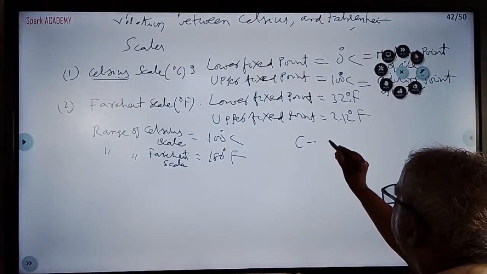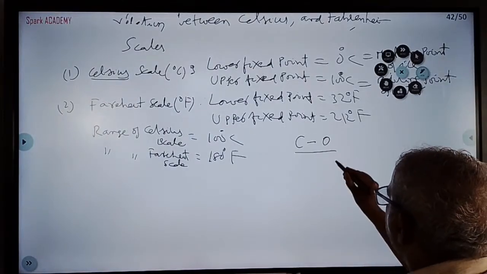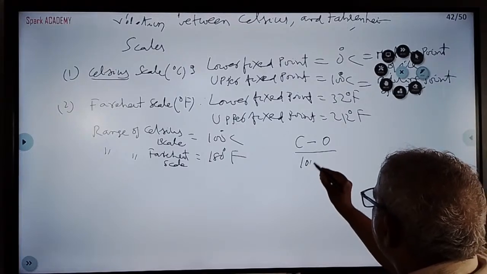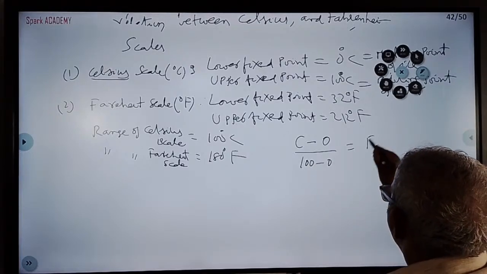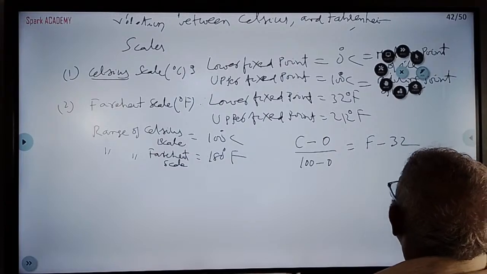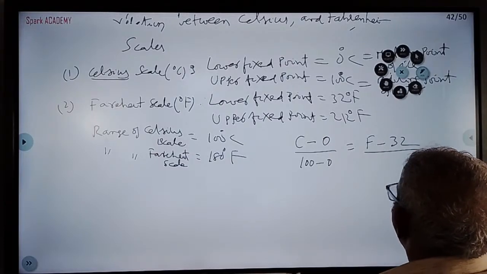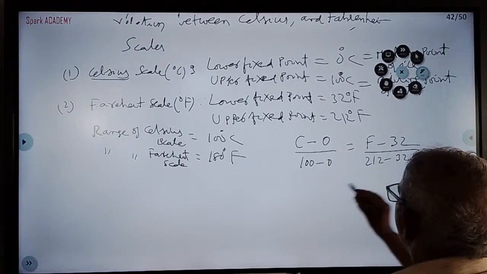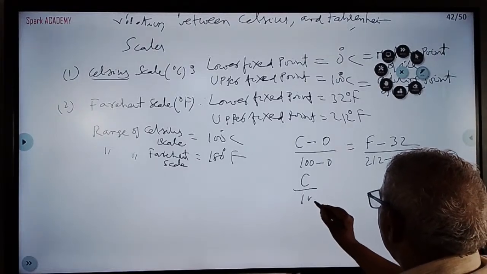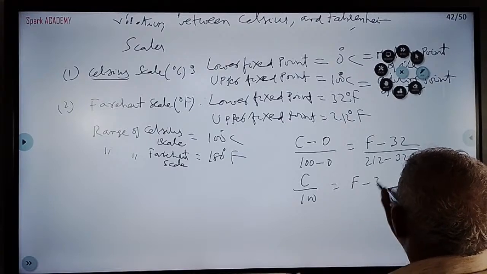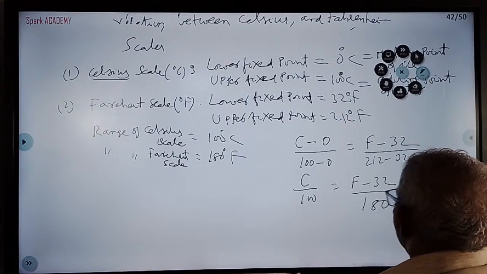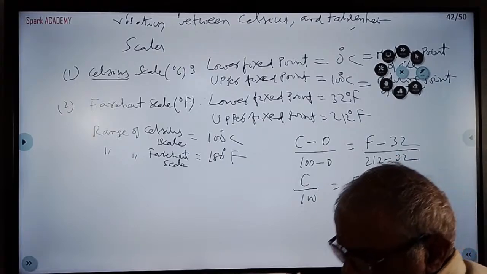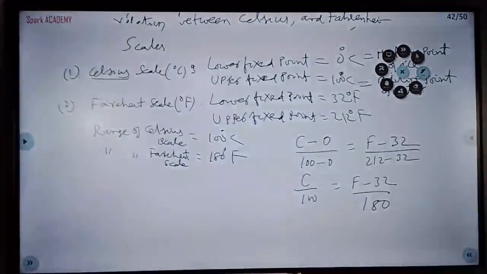So how do you relate them? C minus lower fixed point by upper fixed point minus lower fixed point: (C minus 0) by (100 minus 0) is equal to (F minus 32) by (212 minus 32). Therefore, C by 100 is equal to (F minus 32) by 180. That is the relation between centigrade and Fahrenheit.